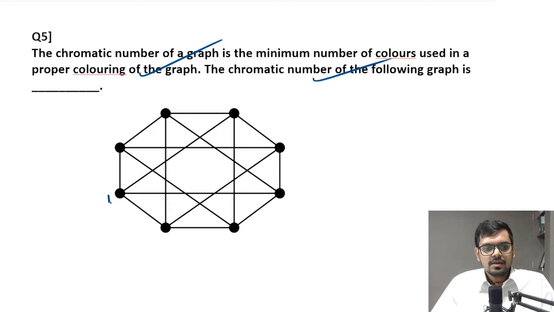If this is 1, the adjacents cannot be 1, so give them the next color. So adjacent vertices, I am giving them the next color. So if this is 2, then the adjacent vertices can be 1, and finally this is 2. Check, no 2 adjacent vertices are having the same color, so the chromatic number is just 2.